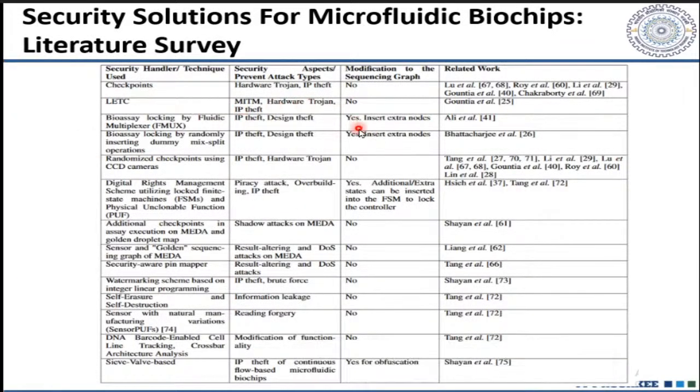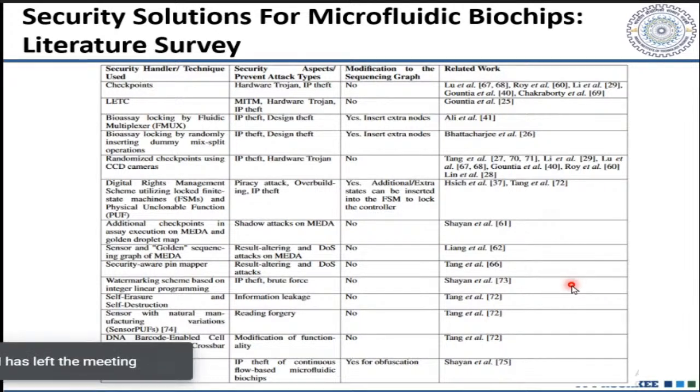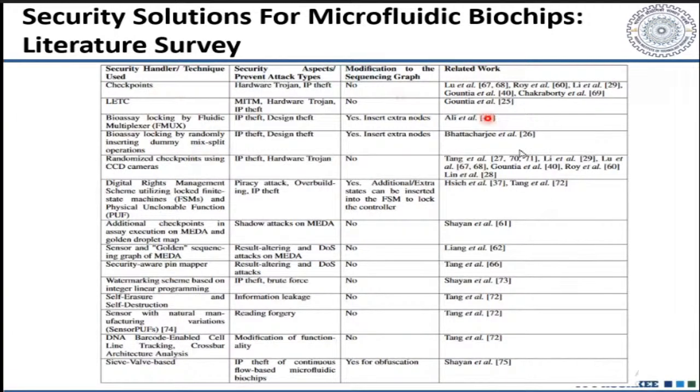so you can find a good number of surveys. Basically, there is a survey paper also available in the literature, which lists all these kinds of security issues, how they have been incorporated in the microfluidic biochip.